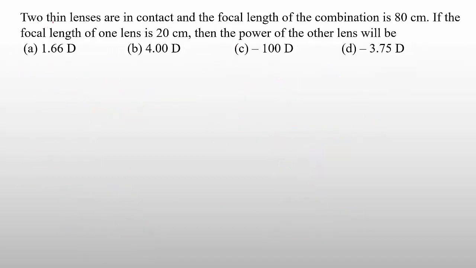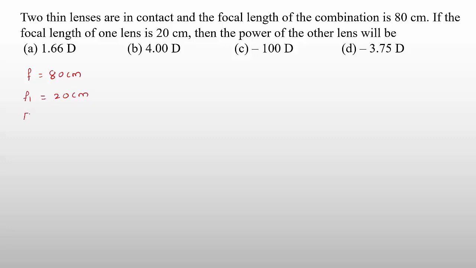Two thin lenses are in contact and the focal length of the combination is 80 centimeter. If the focal length of one lens is 20 centimeter, then the power of the other lens will be? See here, this is a combination of two thin lenses in contact. The effective focal length F equal to 80 centimeter is given. Then the focal length of only one lens, that is F1, is given as 20 centimeter. Then we have to calculate the power of the other lens.